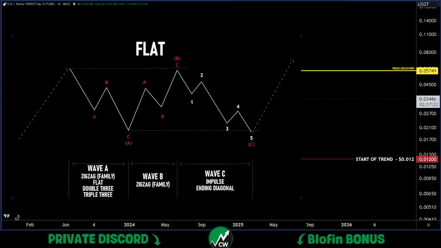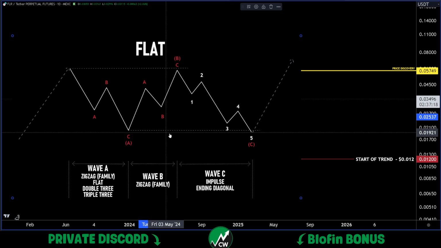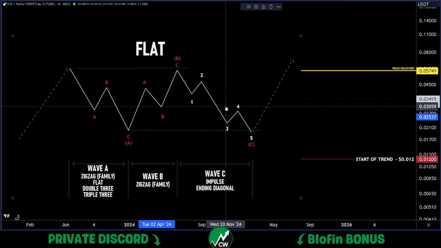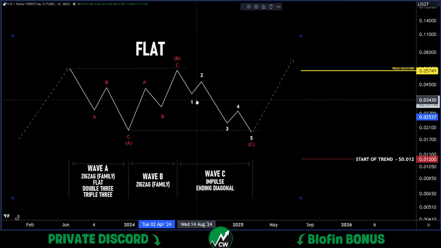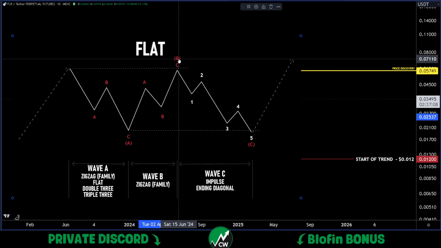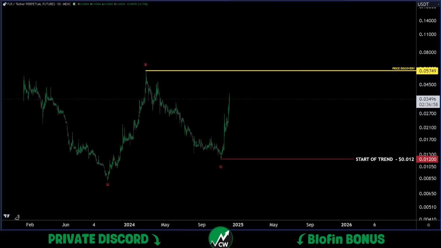What we ended up getting, in my perspective, for my primary count is a flat to start since the inception of FLR. All this move is a 3-3-5. If you have a running flat, which is a variation of this, we make a higher B wave above the all-time high, and we make a higher C wave above the A wave. That's what it looks like ideally. This is it in reality.